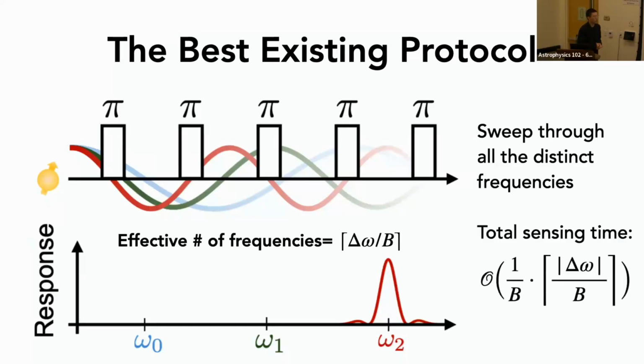Together, one can show that the total sensing time for solving this task of detecting an oscillating field scales like the formula shown there, which is 1 over B times delta omega over B. So that's the best existing protocol. There are various variants of this that are much more noise robust, etc. But theoretically or conceptually, this is the best known protocol for doing AC sensing, and that is the scale.